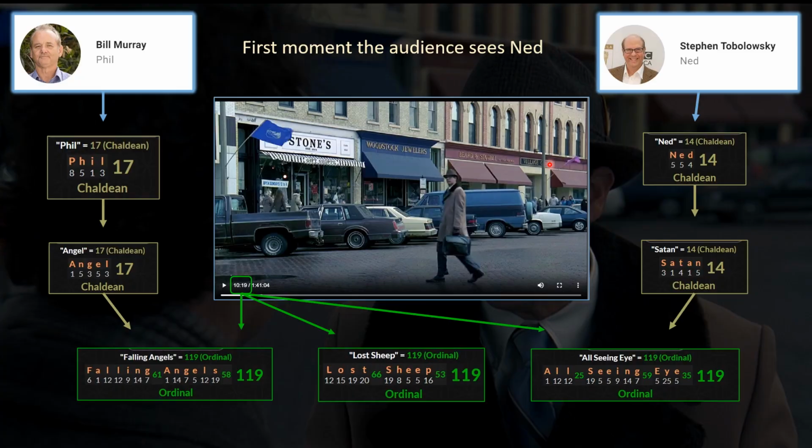Looking at the next slide, we see here that it's exactly at 10 minutes and 19 seconds. And this is the very, very first moment that the audience sees Ned.